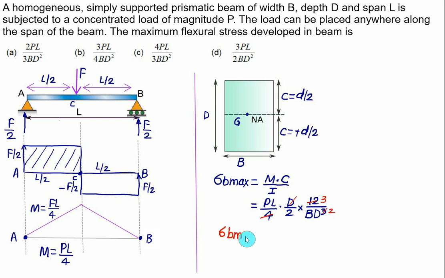In the case of a simply supported beam with the load at the center, the maximum bending stress will be equal to P multiplied by L. These 3 will come in the numerator, divided by 2 B, that is the width, multiplied by D square. So 3 times PL over 2 times BD square, choice D is correct.